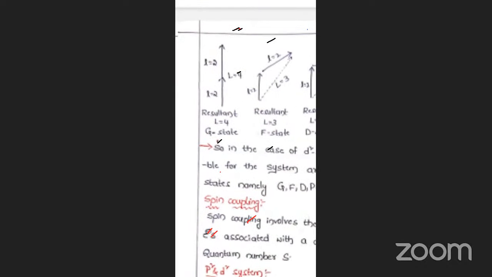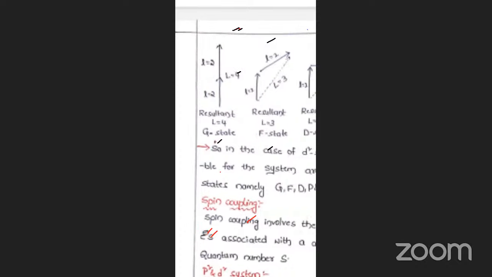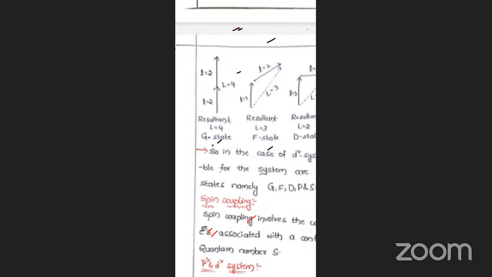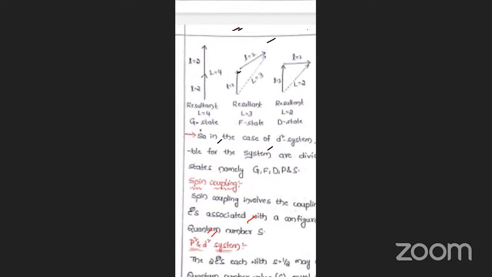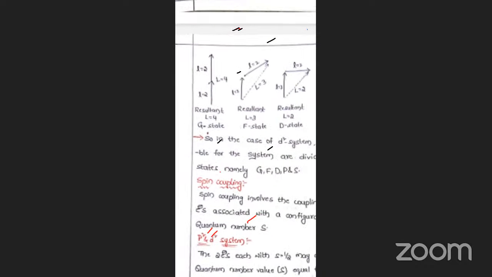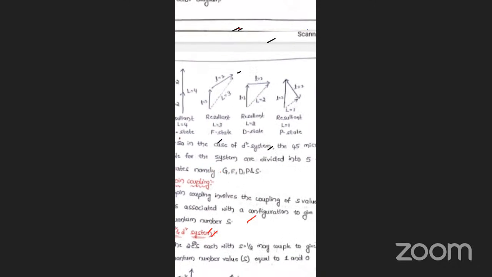L1 is equal to L2 is equal to 2, that is the 4, the dihedral one. Let me explain the diagram also. In the first diagram, both are vertical. The second one is the dihedral. In the third diagram, one is vertical, one is horizontal. In the fourth diagram, one is vertical, one is diagonally below the plane.